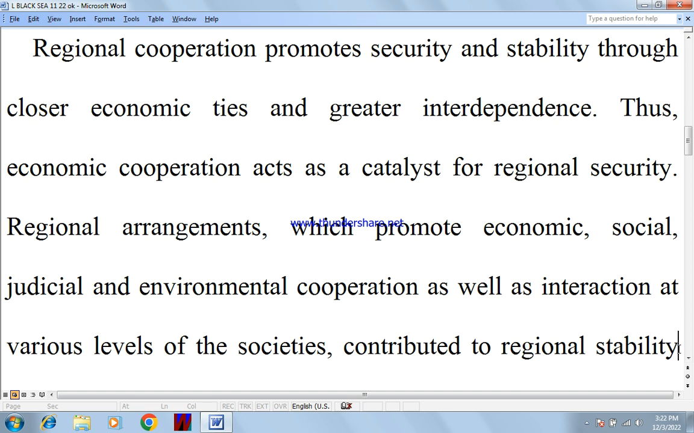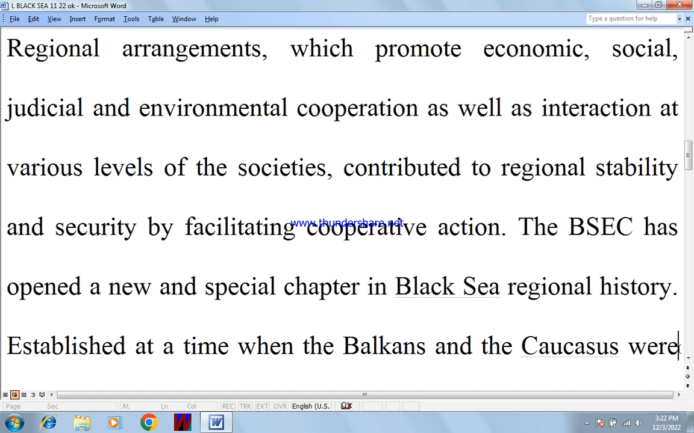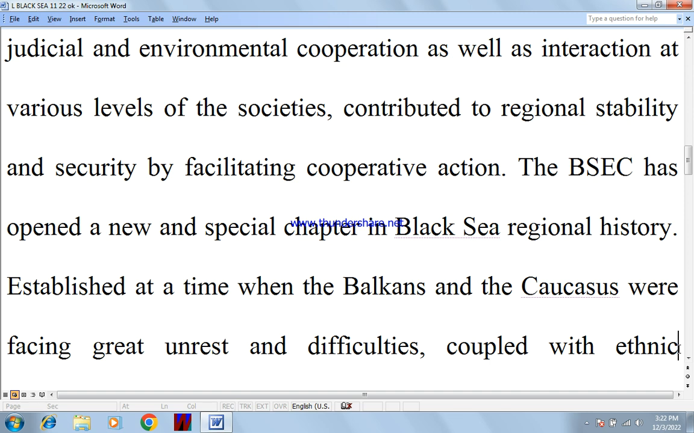Thus, economic cooperation acts as a catalyst for regional security. Regional arrangements which promote economic, social, judicial and environmental cooperation, as well as interaction at various levels of societies or the peoples, contributed to regional stability and security by facilitating cooperative action. The BSEC has opened a new and special chapter in Black Sea regional history.